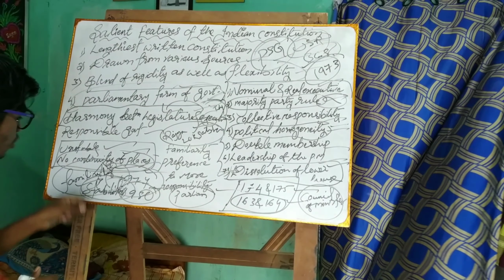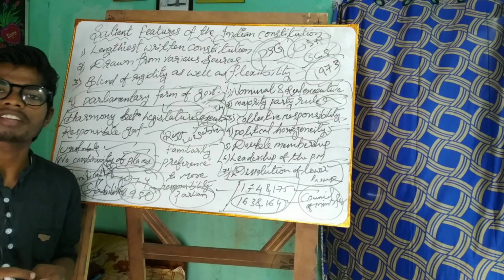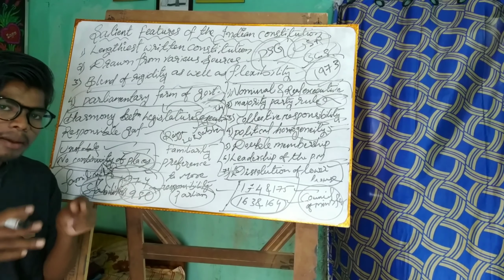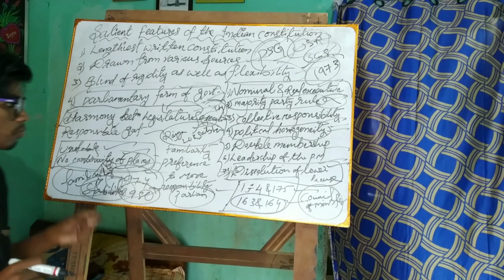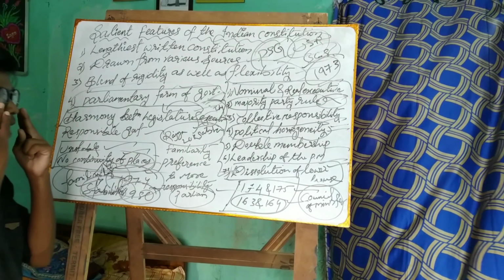Whereas in the parliamentary system of government, India has adopted it because of its familiarity with that system while British rule was going on. So that's why India has adopted a parliamentary system of government.